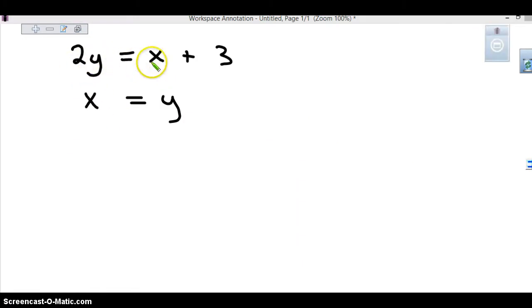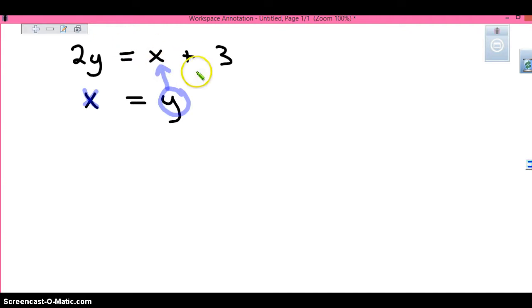We're solving 2y equals x plus 3 and x equals y using the substitution method. So right here we can see x equals y or y equals x. So we can decide if we want to substitute into x or into y. Just to change things around, we're going to substitute into x. So if we know that x is equal to y, we can substitute x in the first equation with y. So that means I would be working out 2y equals y, which is what I'm substituting, plus 3.